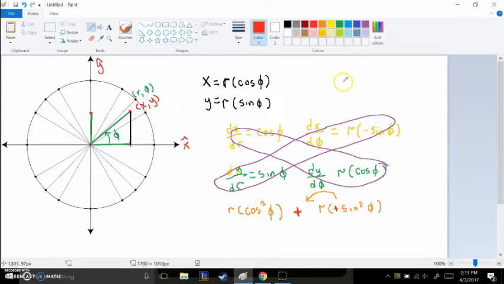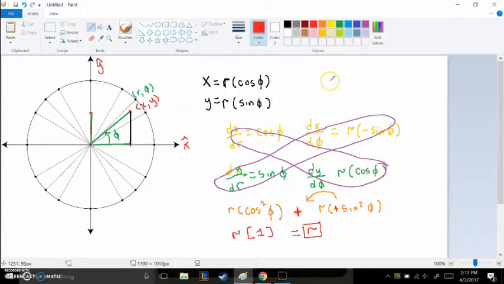Recall that there's a trigonometric identity. This one and this one becomes 1. So let's go ahead and factor out an r times this plus this, which is 1. So all we're left with is r. So that lets us know that when we transform from this coordinate system, x and y, to this coordinate system, we need to apply an extra r.